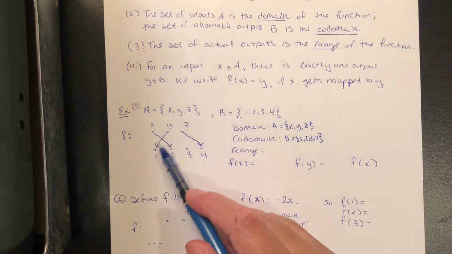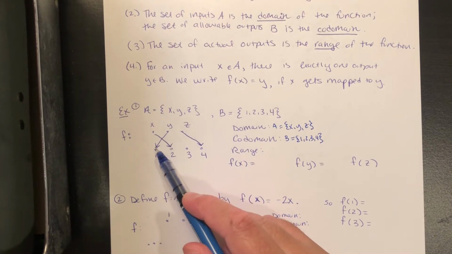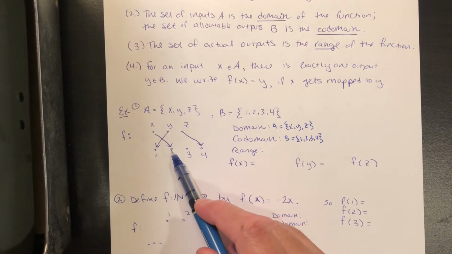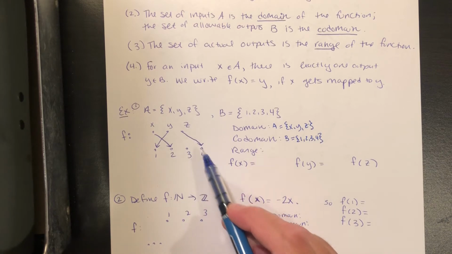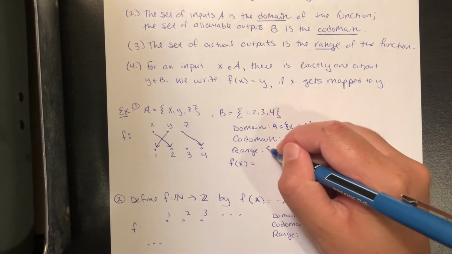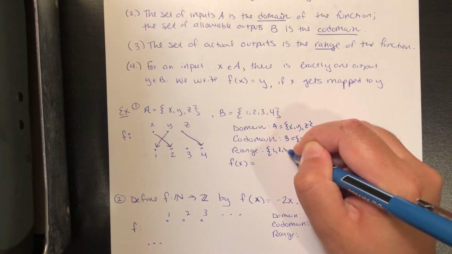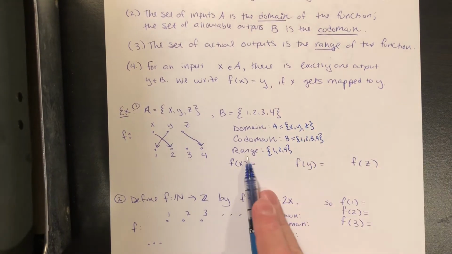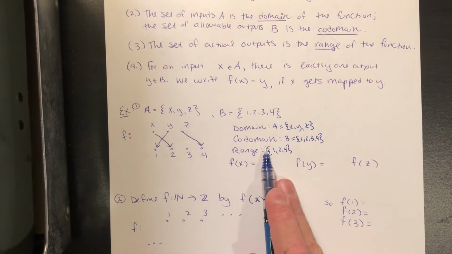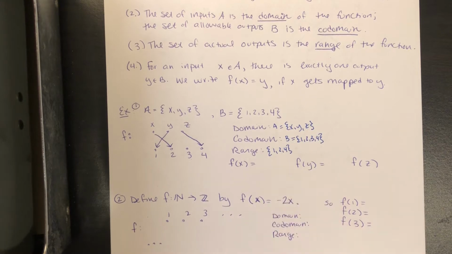The range is just, okay, well, 1 is in the range because it's the output of y, 2 is in the range because it's the output of x, and 4 is in the range because it's the output of z. So the range is just 1, 2, and 4. So the range is always going to be a subset of the codomain. Right? Every element of the range has to be an element of the codomain, but it might not be equal. It could be equal, but it's not necessarily equal.